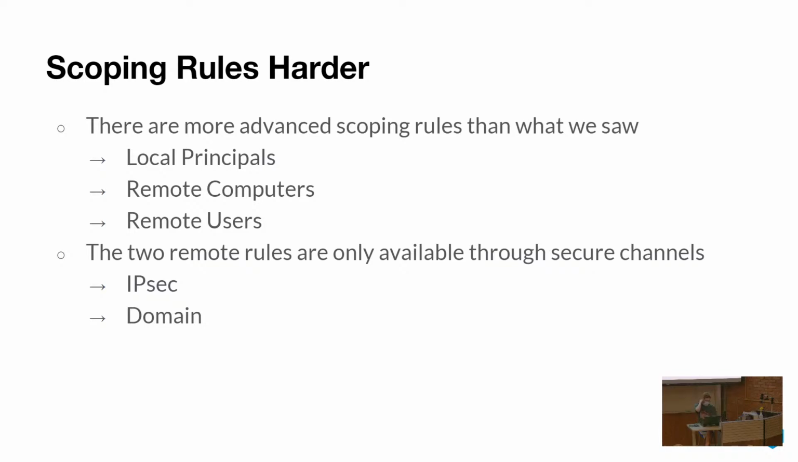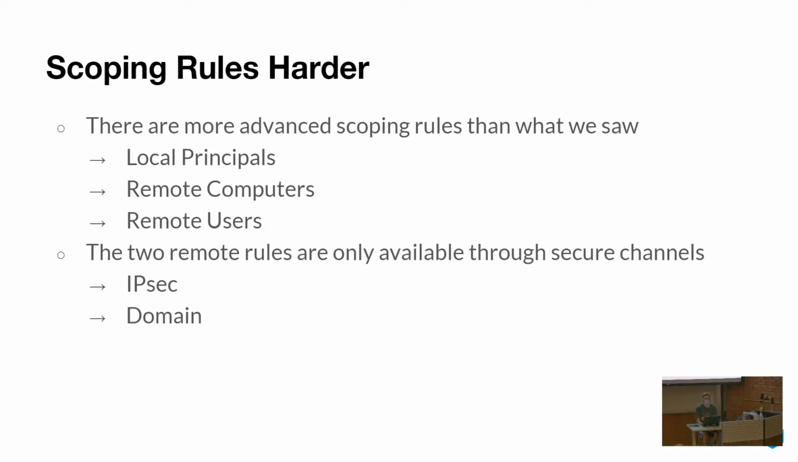So there are a couple rules that I kind of skimmed over. If you were paying close attention when we were looking closer at the firewall rules when I double clicked on them, there were actually 3 fields that I didn't mention at all: local principals, remote computers, and remote users. The last 2 cannot be enabled unless that secure connection is allowed.